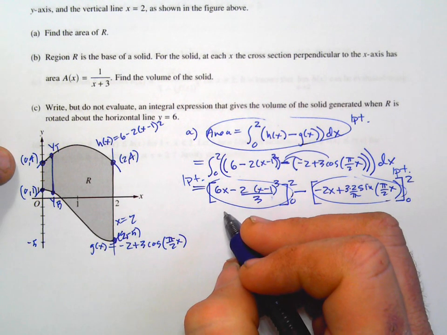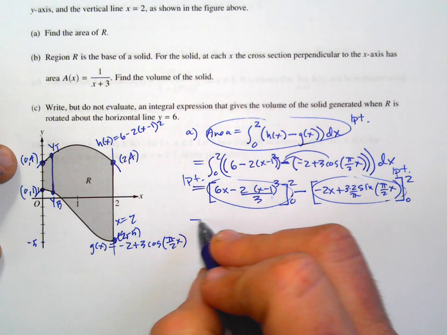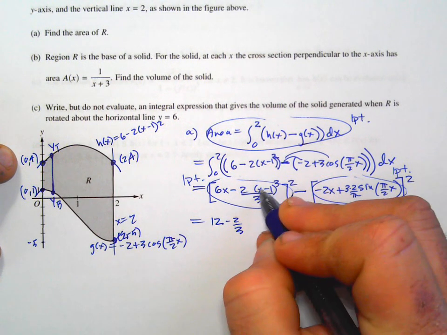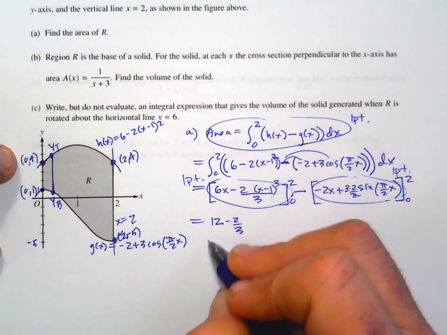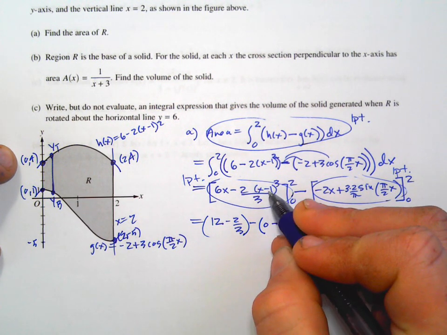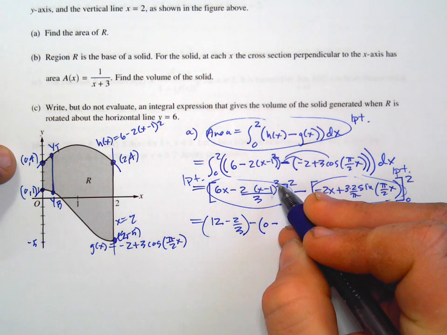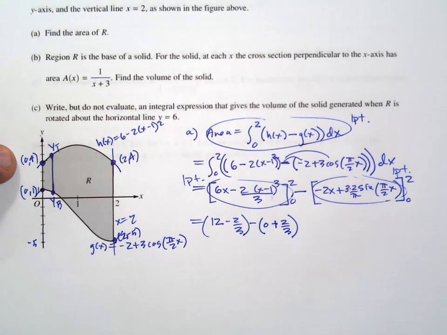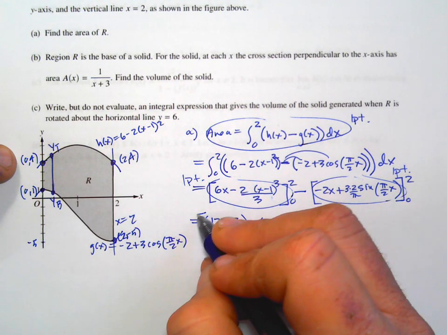Be careful. And then we're going to plug the values in now. When I plug 2 in here, I'm going to get 12 minus 2/3. And plug 2 in here, it's going to be 1 cubed is 1. And then if you plug 0 in, it's going to be 0 minus, now this isn't 0, it's going to be negative 1/3, which is negative 1 times negative 2 is plus, so it's going to be plus 2/3. Right? So that's the first one.